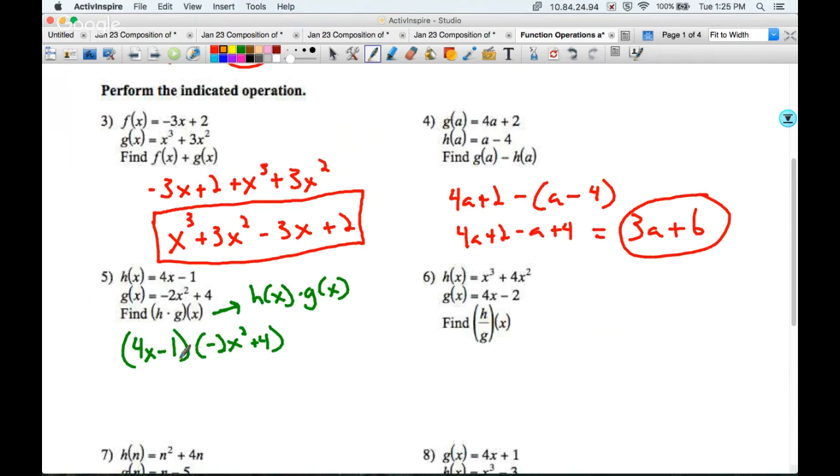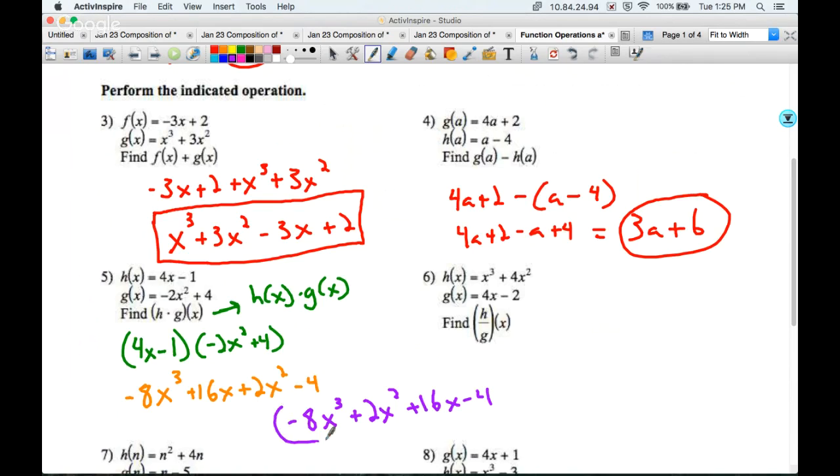All right, let's FOIL this. We're going to get negative 8x to the third. Outside we get 16x. Inside we get 2x squared. And last we get a minus 4. Get that into standard form: negative 8x cubed plus 2x squared plus 16x minus 4. Standard form. Done with this one right here.